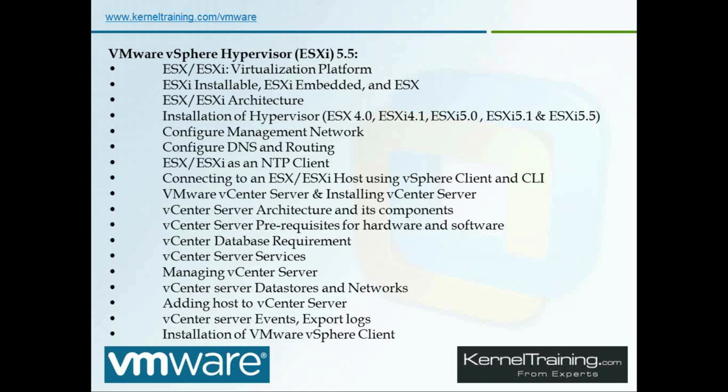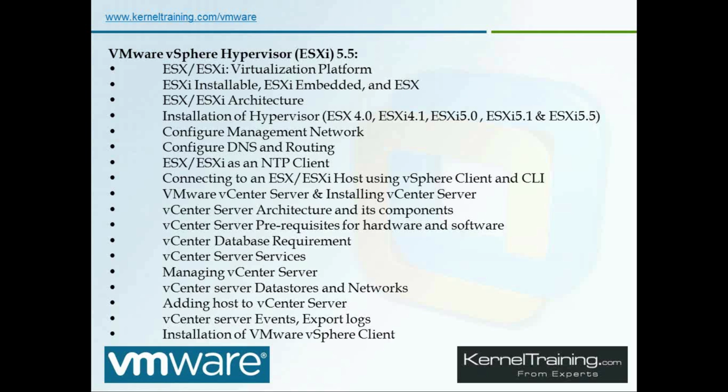Next, vCenter server events and export logs. If we are having some issues, like yellow triangles or red triangles on the ESXi host, then where do we check? It will be present in the events tab over there, and we can export the logs by connecting to the ESXi host through PuTTY, and then extracting the logs from /var/log/messages or /var/log/vmkernel. So this is the location where the logs are present. Then we can export it from there.